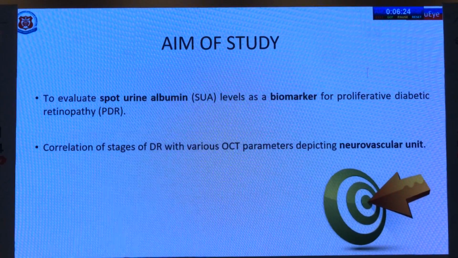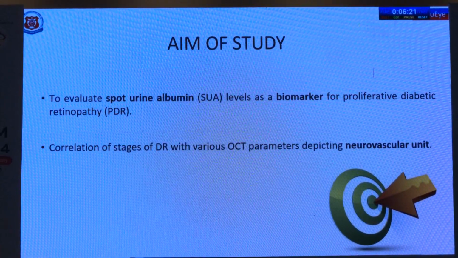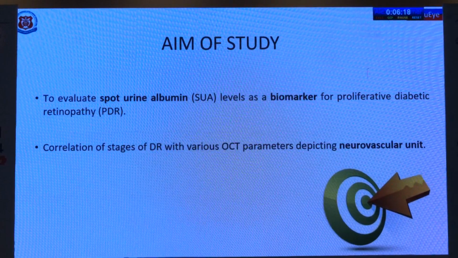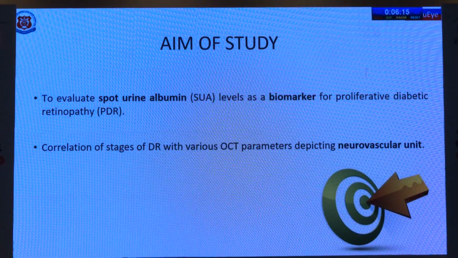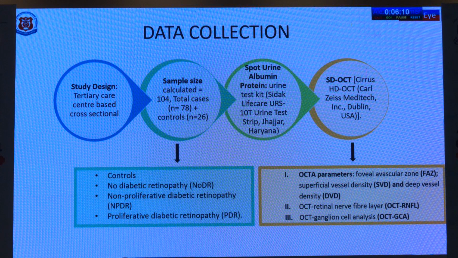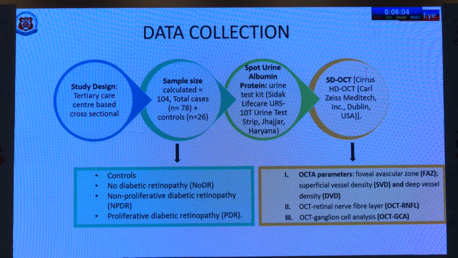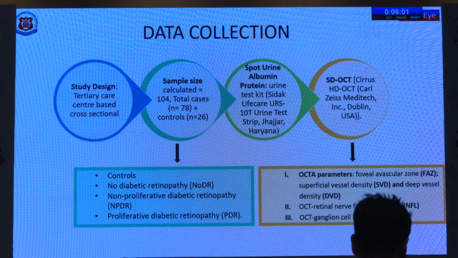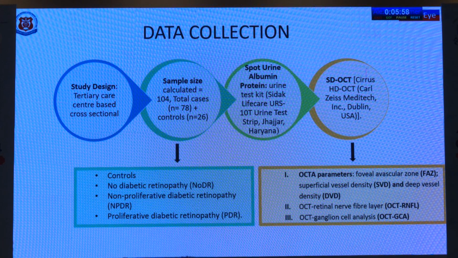The aim of the study was to evaluate spot urine albumin levels as a biomarker for proliferative diabetic retinopathy and to correlate the stages of diabetic retinopathy with various OCT parameters depicting a neurovascular unit. This is a tertiary care center based cross-sectional study. A total of 104 samples were taken, 78 cases and 26 controls. Spot urine albumin was measured, and SD-OCT parameters like foveal avascular zone, superficial vessel density, deep vessel density, OCT RNFL and OCT ganglion cell analysis were also examined.